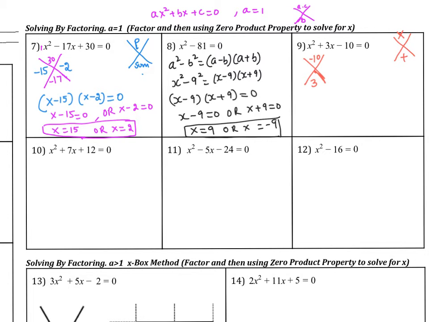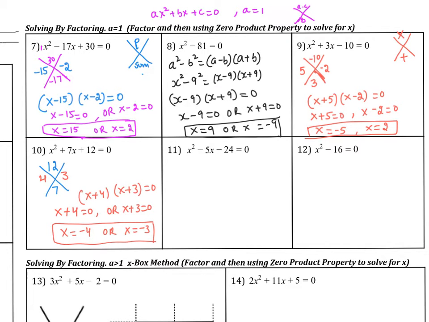And the two numbers are 5 and negative 2, because when we multiply 5 and negative 2, we get negative 10, and 5 minus 2 is 3. And then the factors are x plus 5 and x minus 2. Now we can apply the zero product property, which means we can put them equal to 0 one by one and solve for x. So for that, x is going to be negative 5 and x equals 2.